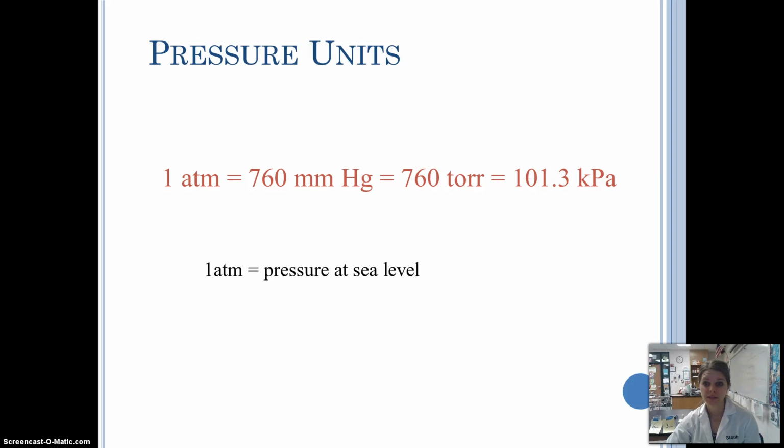So one thing to know is that 1 atmosphere, which is 760 millimeters of mercury, 760 torr, 101.3 kilopascals, is where the pressure is at sea level. Now we currently aren't at sea level. We're kind of walking up a mountain. We're above sea level. So our pressure is actually less than 1 atmosphere because we are technically higher in elevation than sea level, like New Orleans. New Orleans is actually below sea level, but something on the coast would be at sea level.